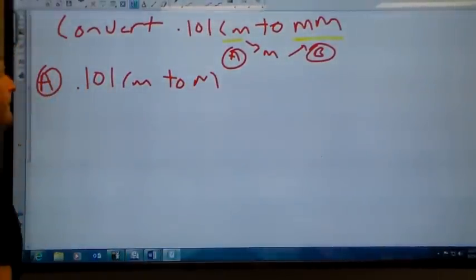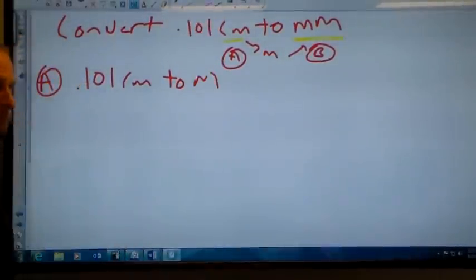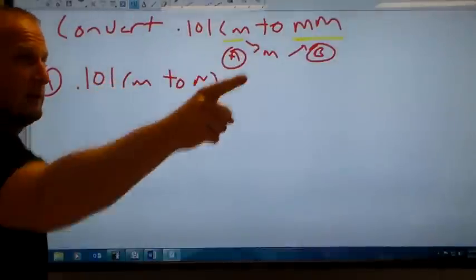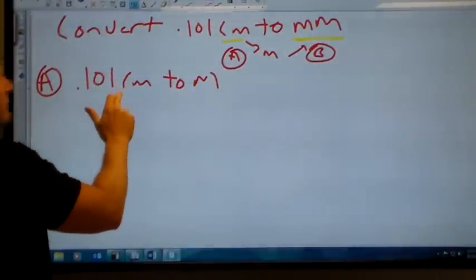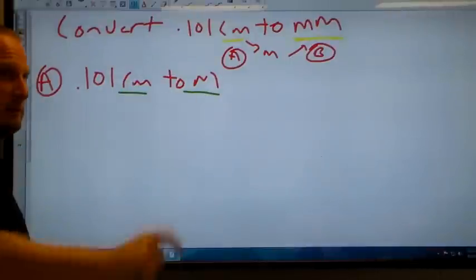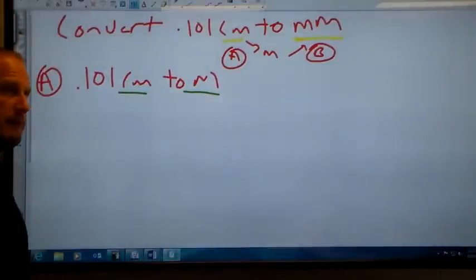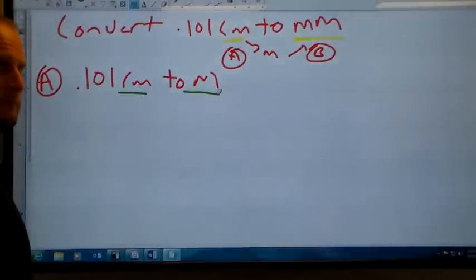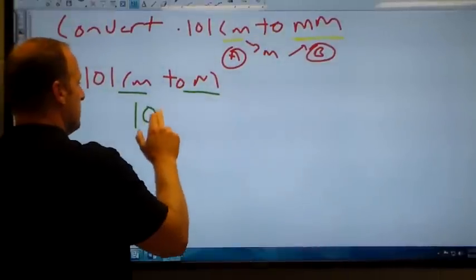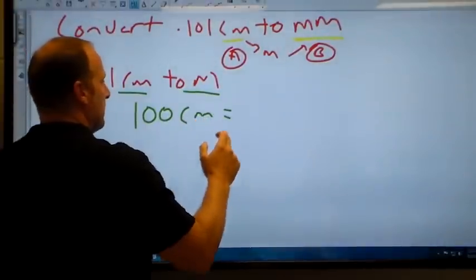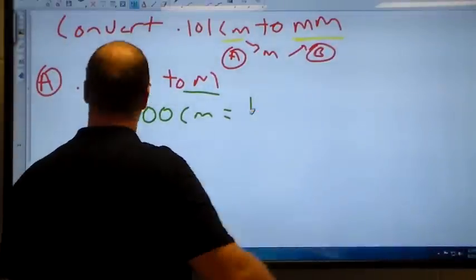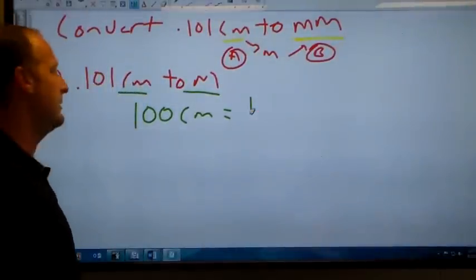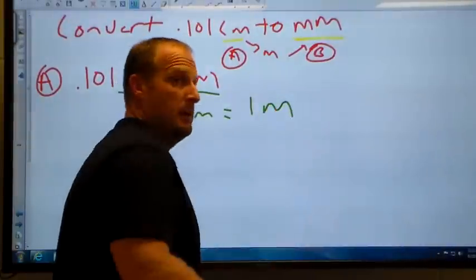Write the equivalent statement. Now look, we chopped this problem up. What is my equivalent statement going centimeters to meters? 100 centimeters equals 1 meter, that's right. Okay? Next step.